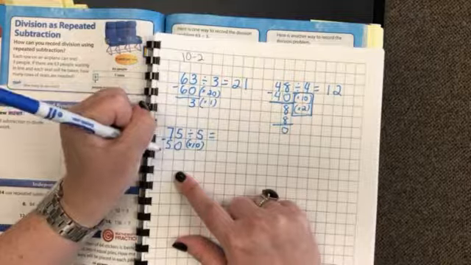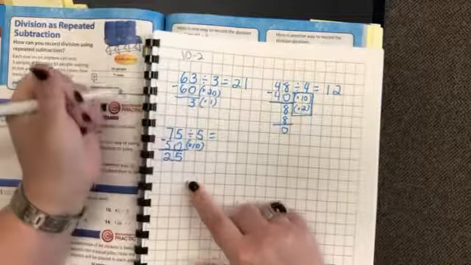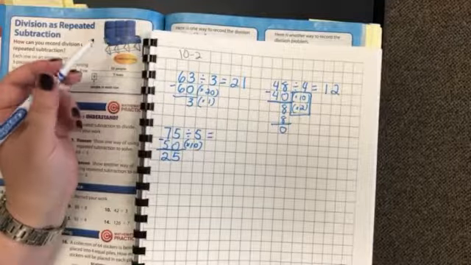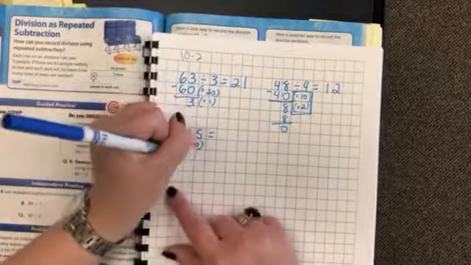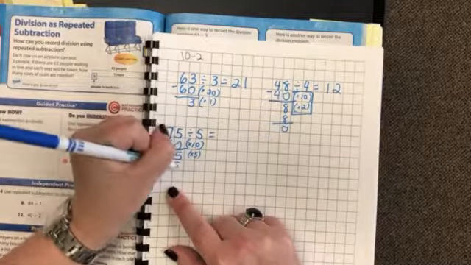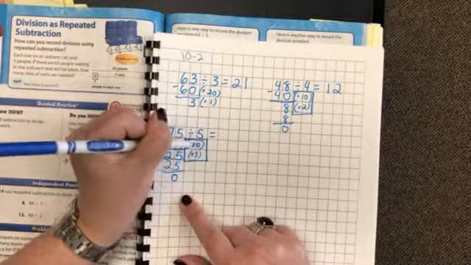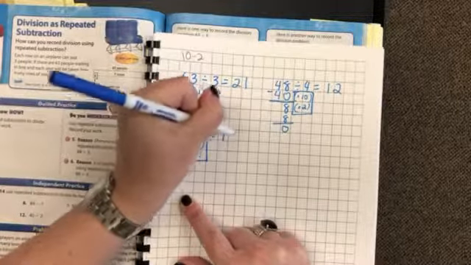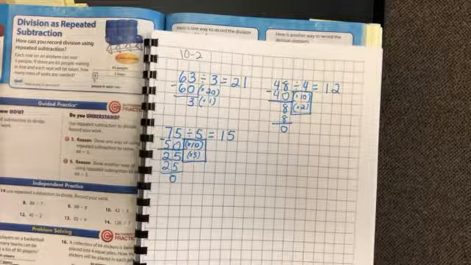Okay, what's my next step? Subtracting. 75 minus 50 is? Think of quarters. 25. 5 times what is 25? 5. And 25 minus 25 is 0. So now what do I do? Add my 10 and my 5, and that's my answer, 15. Let's try another one.